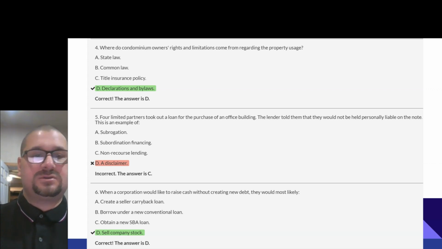So A says create a seller carryback loan? No. Borrow under a new conventional loan? No. Obtain a new SBA loan? No.